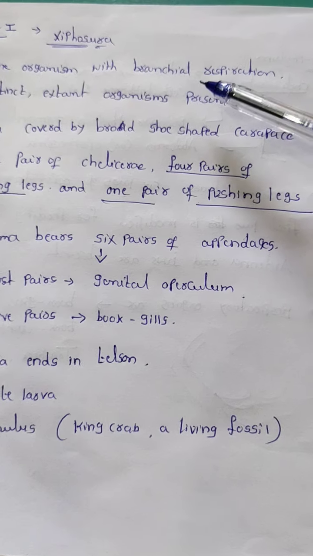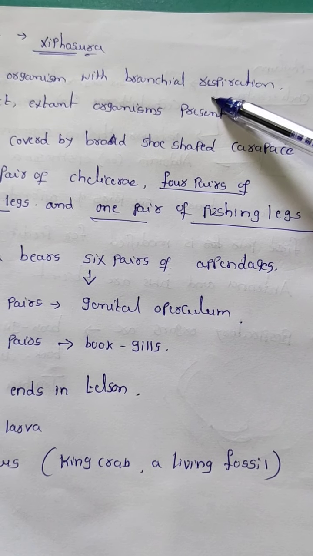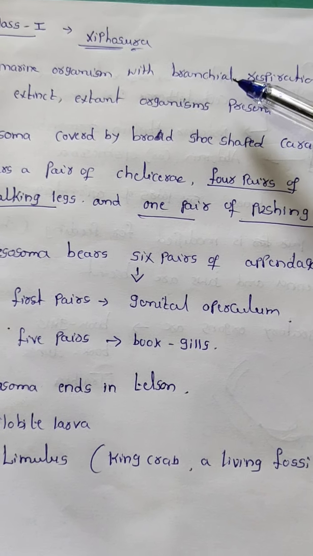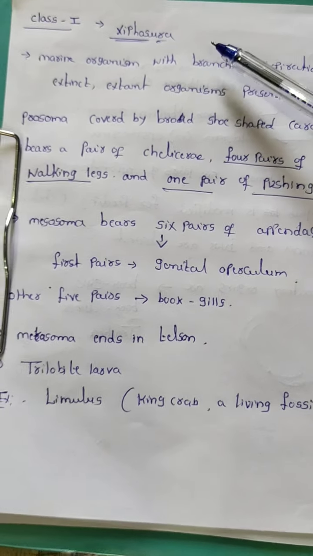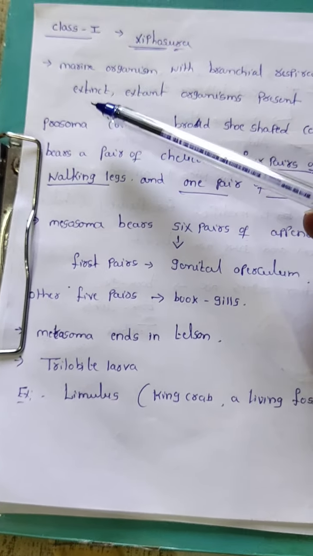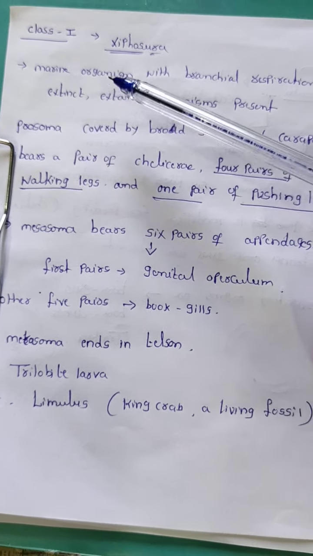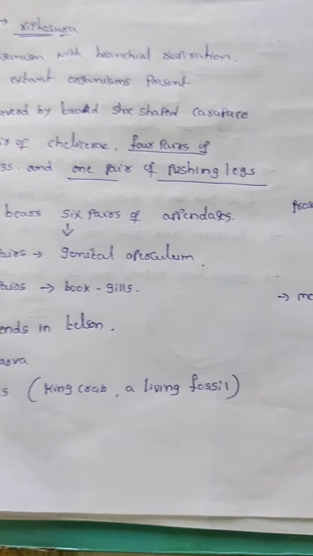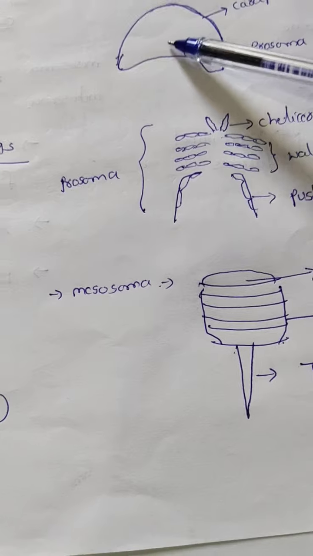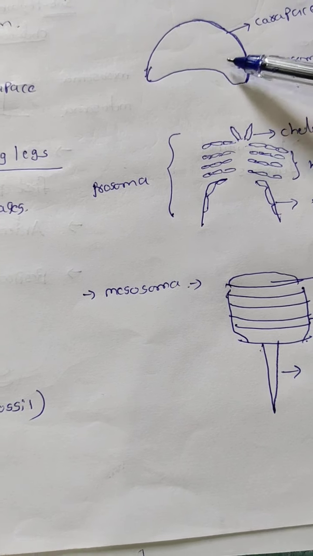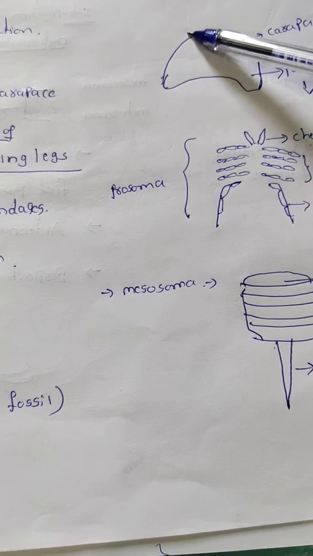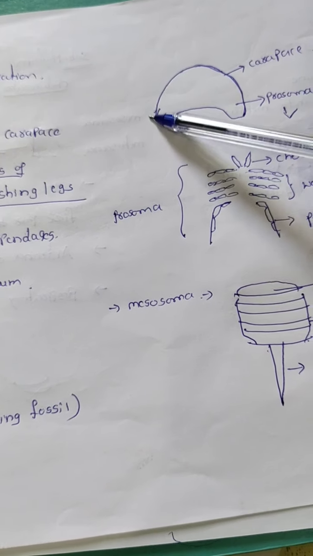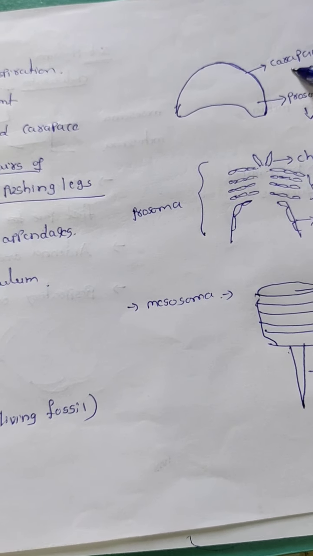In these Xiphozoa organisms, they are marine organisms. The respiration is branchial respiration. What is meant by branchial respiration? When respiration takes place through gills, that respiration is called branchial respiration. In this Xiphozoa class, some organisms are extinct, not present. Some organisms are extant, which means the organism is present. Now the anterior one is called the prosoma. Prosoma is covered by a proteinaceous layer. This proteinaceous layer is called the carapace.